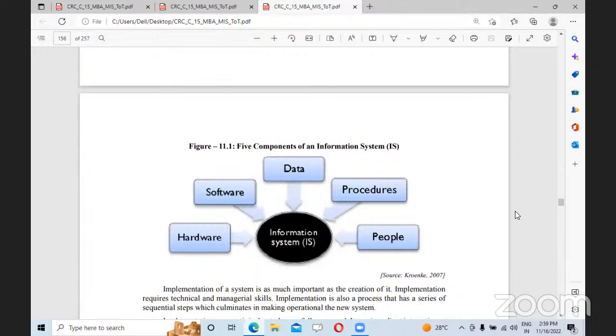Next diagram is the five components of an information system. Very, very important from the examination point of view. As it is, we have to write it for the examination: hardware, software, data, processes, and people. There is total integration, known as an information system.